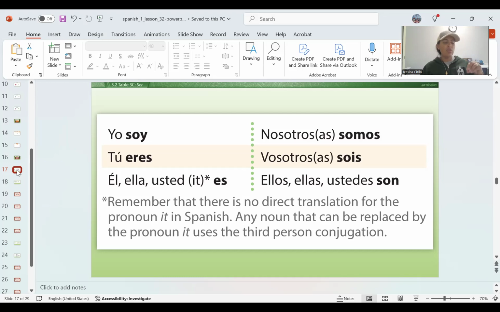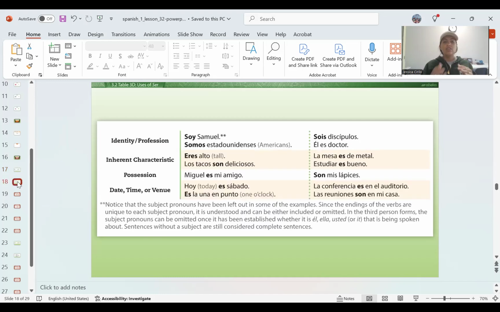Now the uses. When do we use ser, okay? When we're gonna talk about identity or profession, okay? Soy Samuel, soy Jessica, soy Nick, soy Sydney, okay? For when you're gonna talk about your identity or what you do, your profession. Soy doctor, it says here, sois discípulos, él es doctor. Notice the es there, that's a conjugation for él or ella.